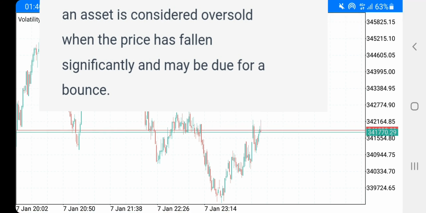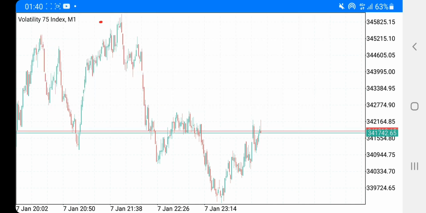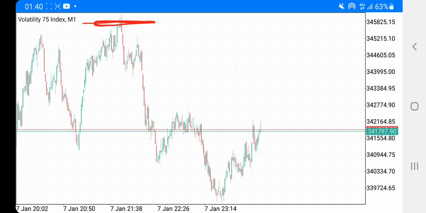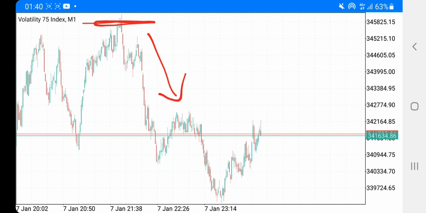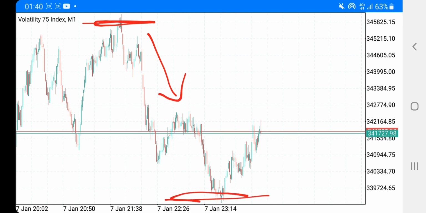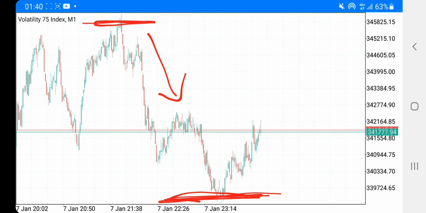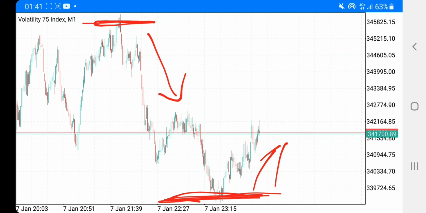Let me just get my little pencil. All right, for example, this is like the overbought area. When immediately it touched the overbought area, it started reversing back down. As you can see, it started coming down, and then we're going to take this part as the oversold area. Immediately it hit the oversold area, it starts to bounce back up. Now imagine if you had indicators to actually guide you on when the market has reached the oversold level and when the market has reached the overbought level.